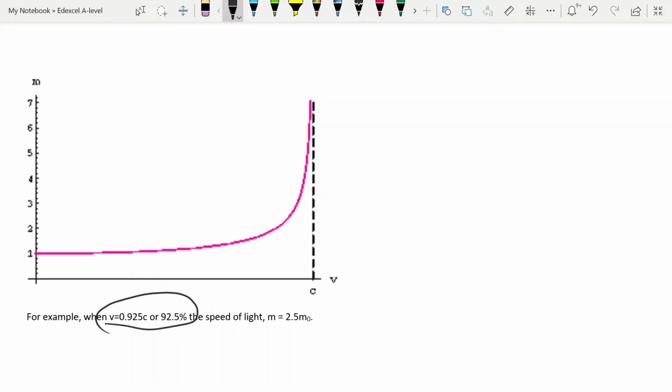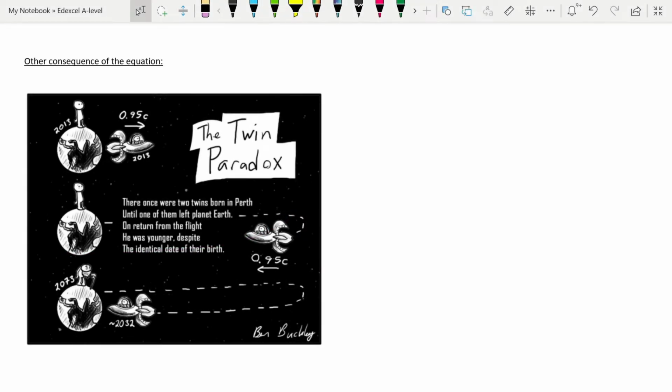And while you don't need to know much about relativistic effects, you need to realize that they are there and recognize them when it's relevant. And here is one of the relevant times you need to know about: time dilation. There's a nice little limerick here written by Ben Buckley that talks about the twin paradox.